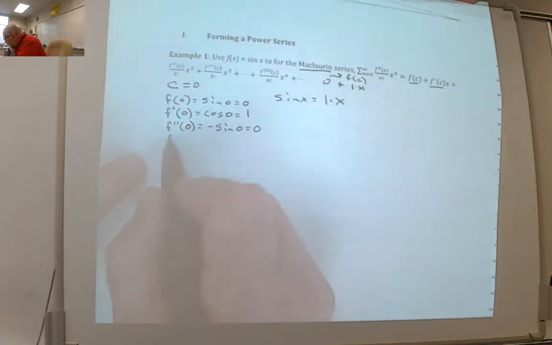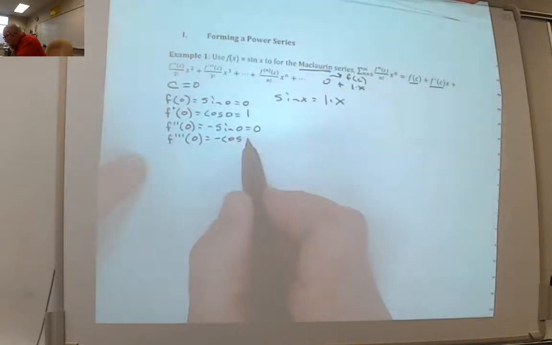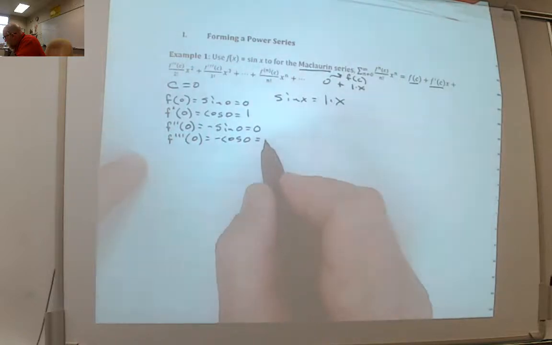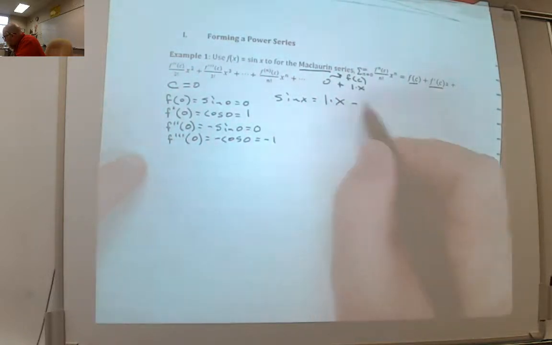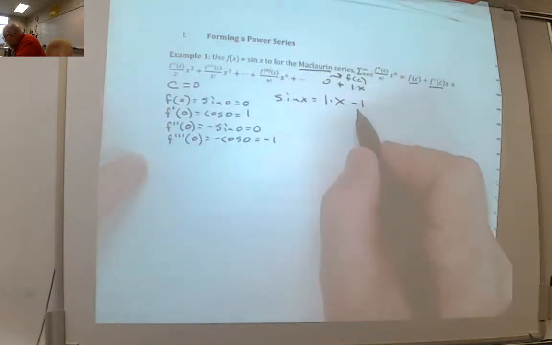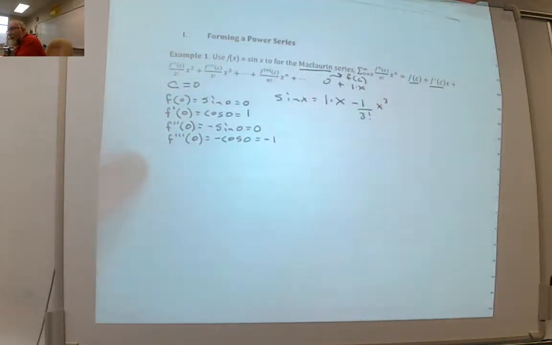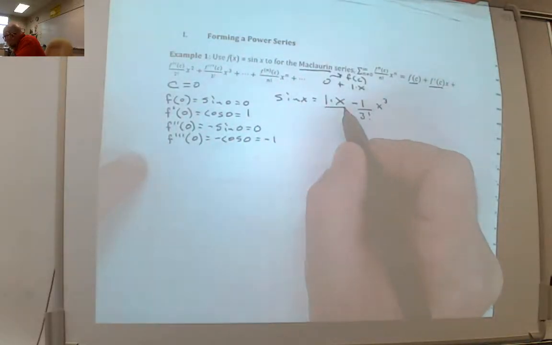And so now I'm going to take the third derivative. I'm going to put 0 in here, and what do I get? Negative cosine of 0, which is negative 1. So it's going to be minus 1, and now I'm at the third derivative, so I have to divide by 3 factorial times x to the third. This was divided by the first factorial, and this is to the first.